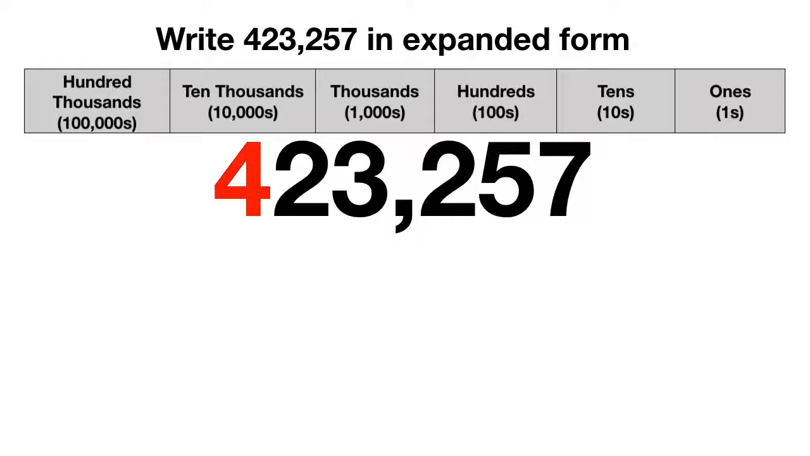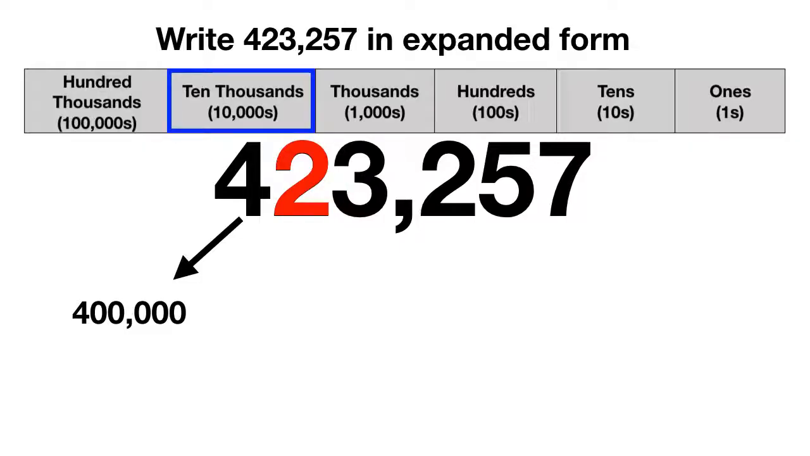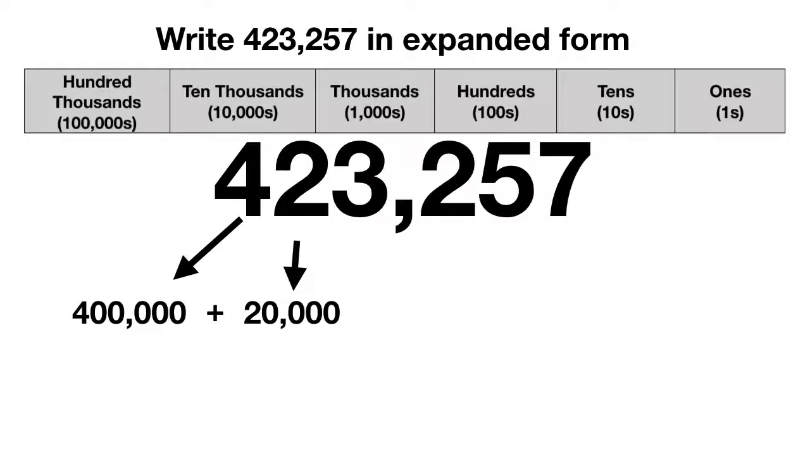Here we have the 4, which is in the hundred thousands. We want to write out what the actual value of this 4 is. Well, this 4 represents 400,000, or a value of 400,000. Next, we move to the 2. This 2 is in the 10,000s place. It represents 2 10,000s, or a total value of 20,000 that we'll add on.